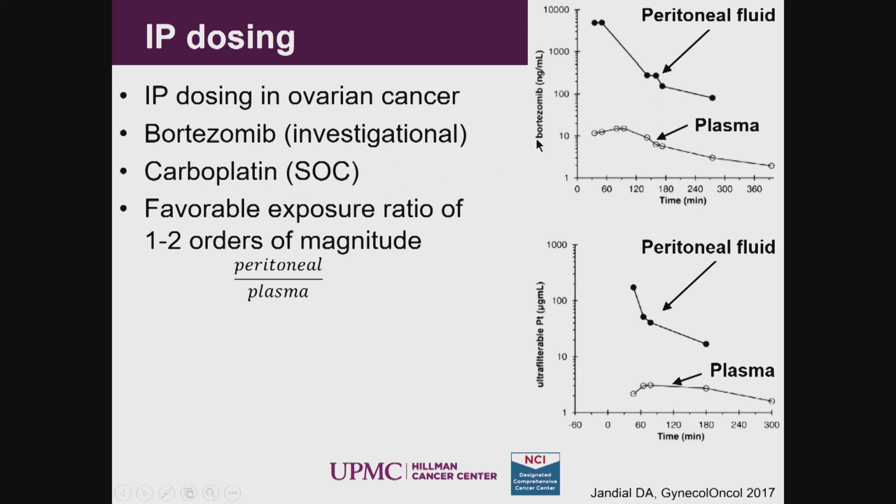And as we can see here in the two concentration time profiles for bortezomib, the peritoneal fluid concentrations are much higher than plasma. Same thing for ultrafiltrable platinum, considered the active component of carboplatin therapy. Peritoneal fluid concentrations 1 to 2 orders of magnitude higher than in plasma. And so you're avoiding the systemic side effects, which you would get if you dose these drugs IV. And you get a much higher exposure locally where the tumor occurs, in the peritoneal cavity.